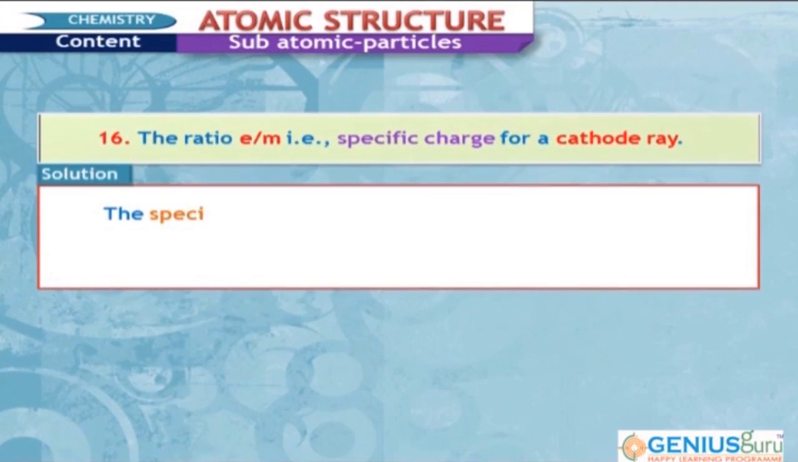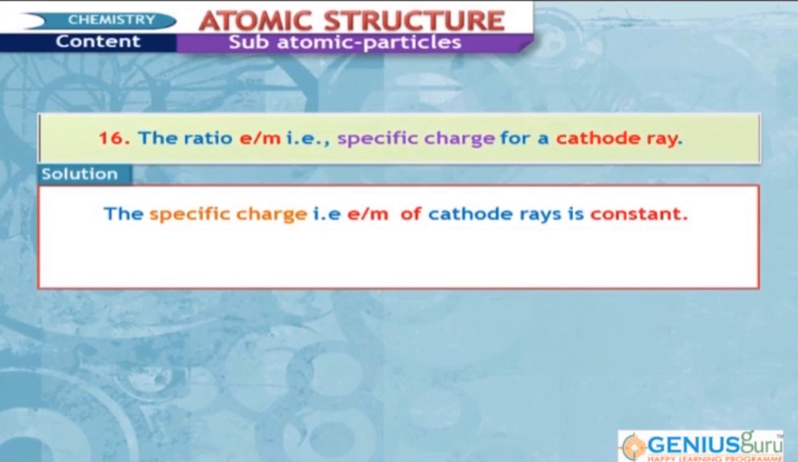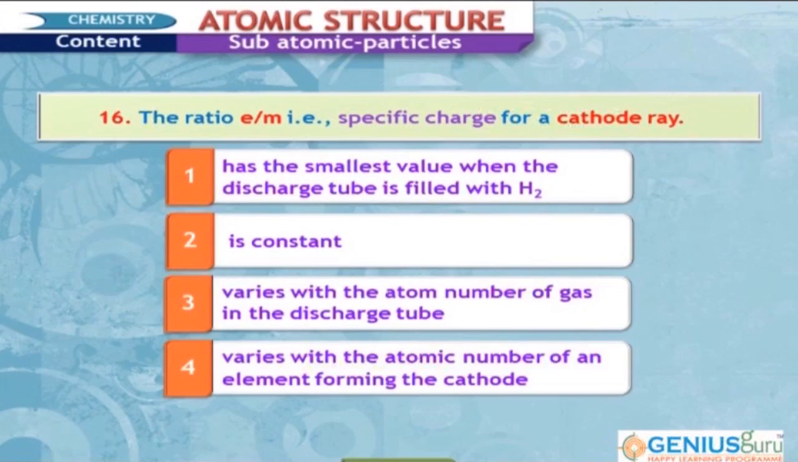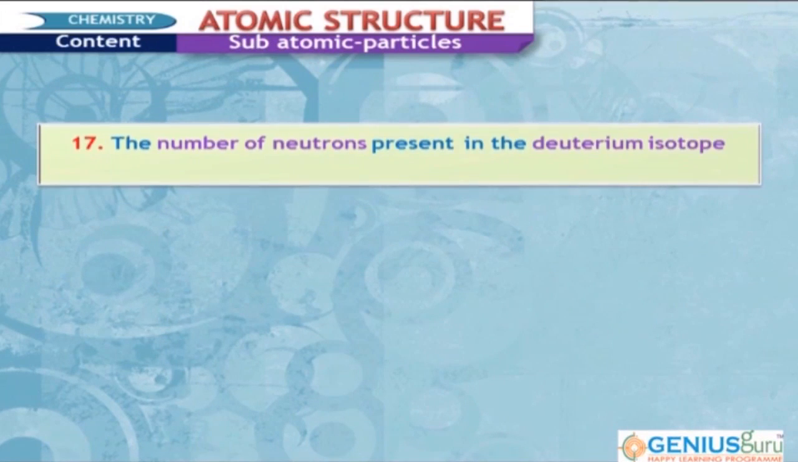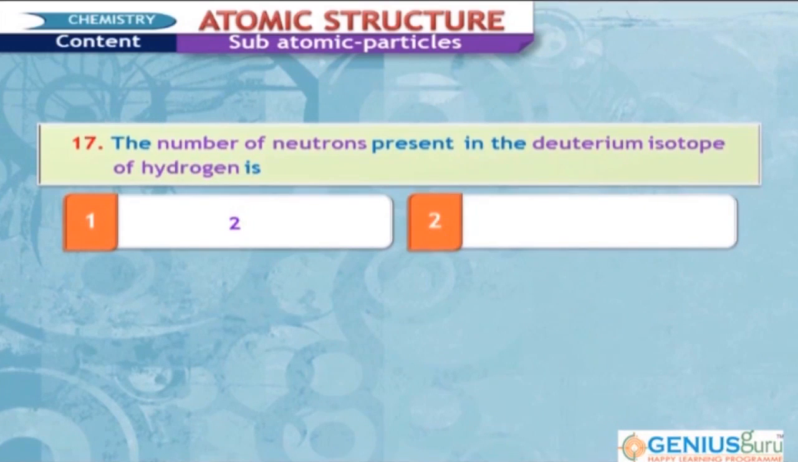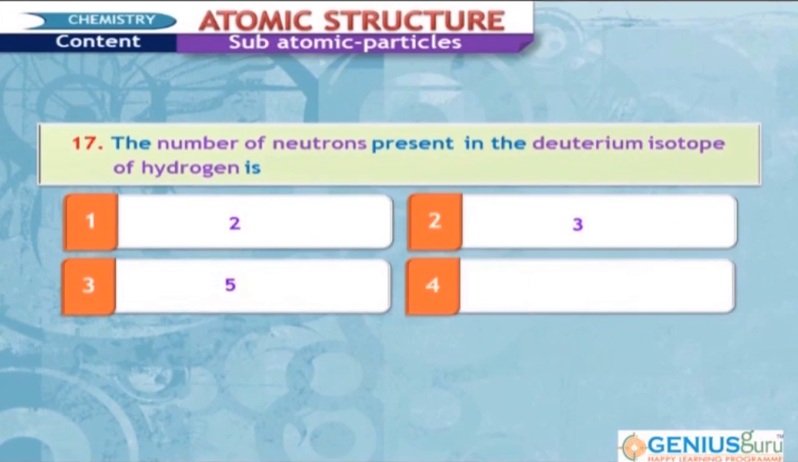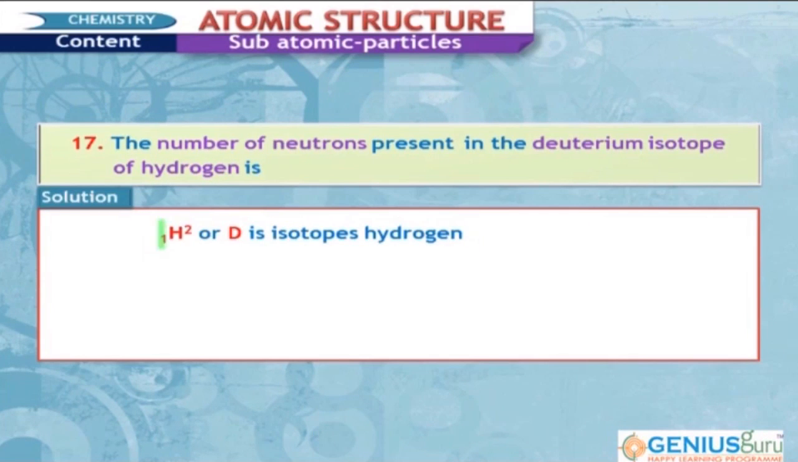Here, the specific charge, that is the e/m value of cathode rays, is a constant. Whatever the material you keep inside the discharge tube, the e/m value of the cathode rays is constant. So therefore, it is independent of the material particle, that is the element. Hence, the correct option is 2. The next question is, the number of neutrons present in the deuterium isotope of hydrogen is. Here are the options. The first one is 2, second one is 3, third one is 5, and fourth one is 1. Deuterium is represented as 1H2.